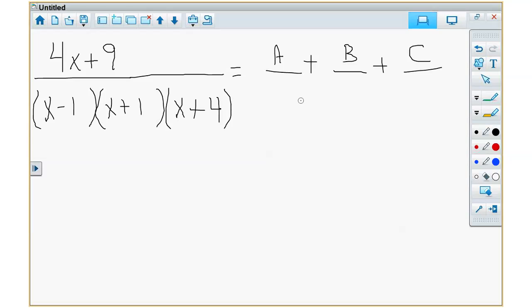It's all plus. X minus 1, X plus 1, and X plus 4. So if I split up, good. That's one step you don't have to do. All right, now multiply through by the common denominator, both sides.